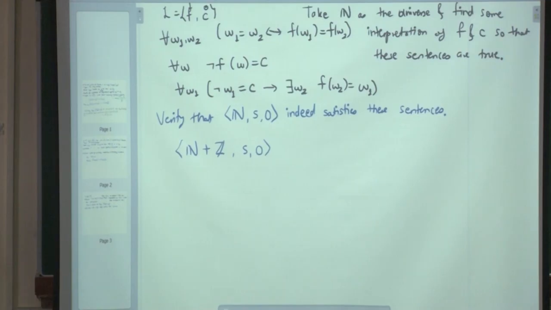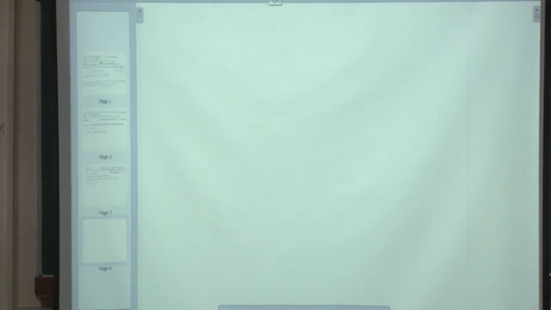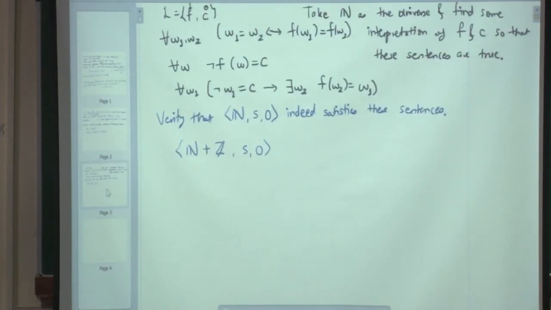Okay. Let's do the next problem. A total order without endpoints does not have maximum and minimum elements. Express this fact as a sentence in the language of orders. So I'm going to write down another problem here: no maximum and minimum in L ord, just the language consisting of a binary relation symbol. Can you express that?